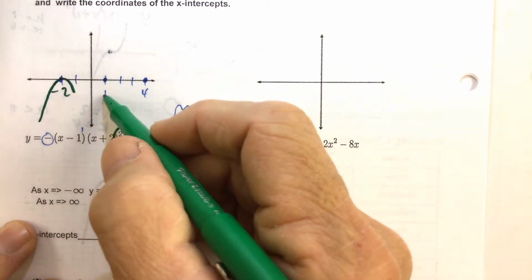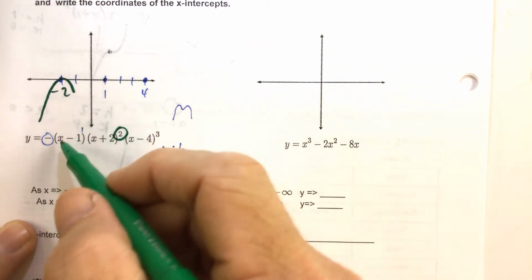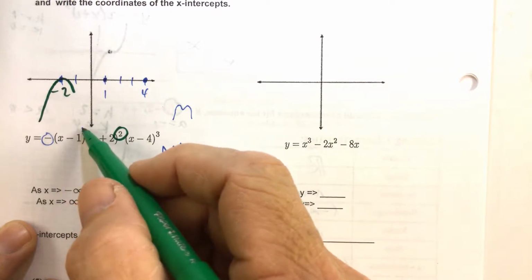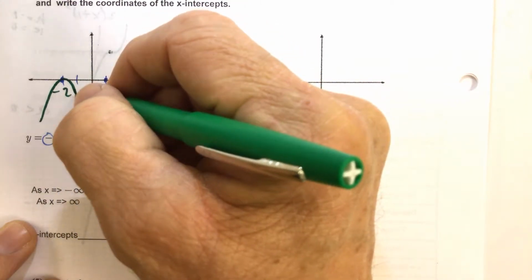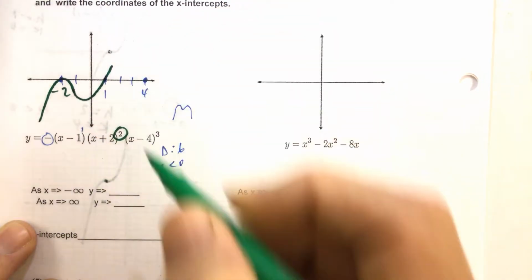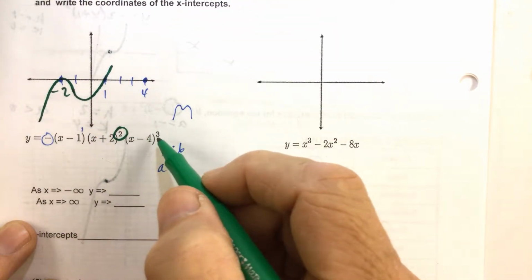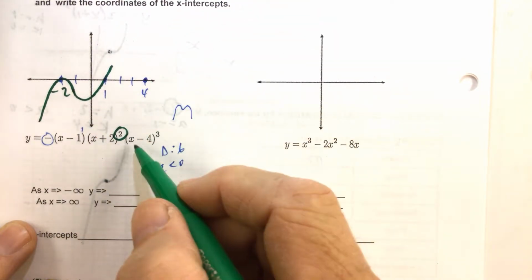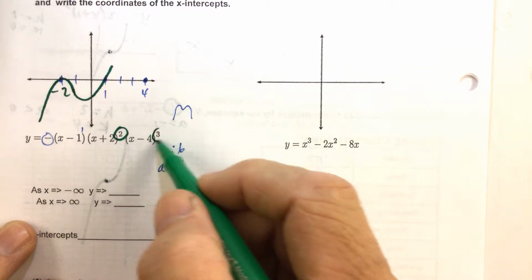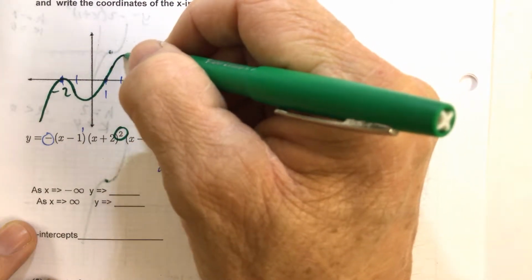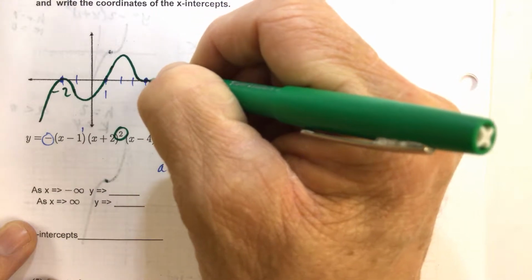And then we look at the 1. The 1 as a 0 has x minus 1 as the factor with a multiplicity of 1, which means we're going to go through the x-axis at 1. And then looking at the next x-intercept of 4, the x minus 4 as a factor has a multiplicity of 3. So we're going to go through the x-axis but with a squiggly.